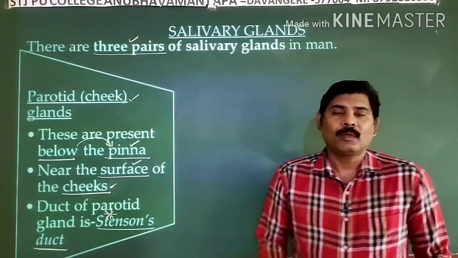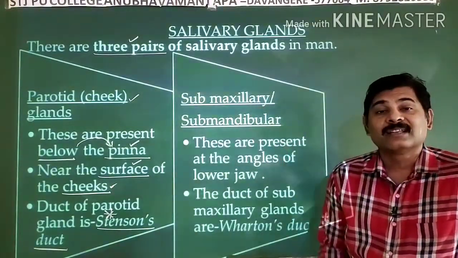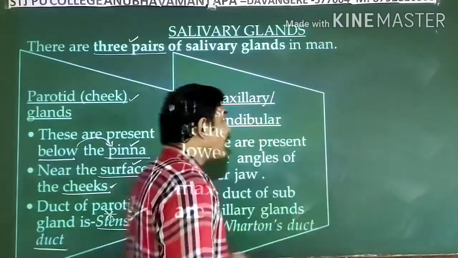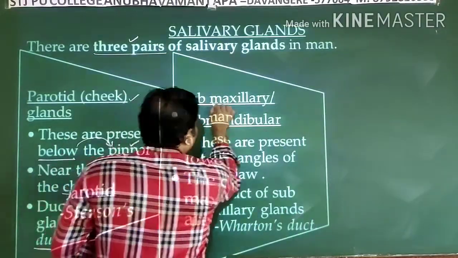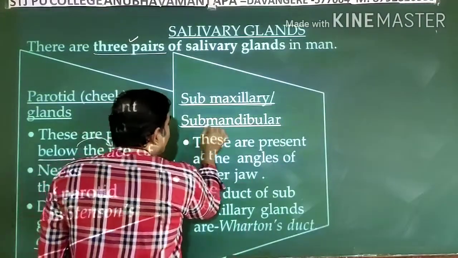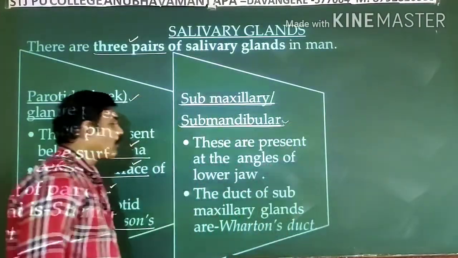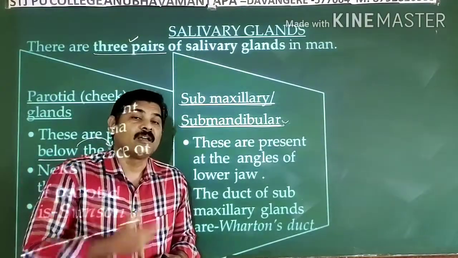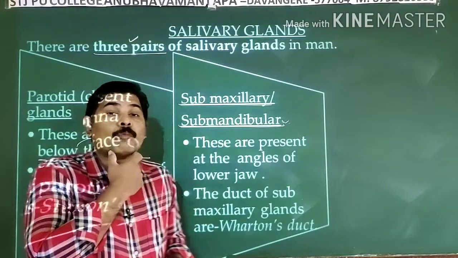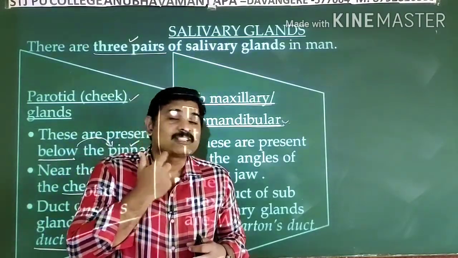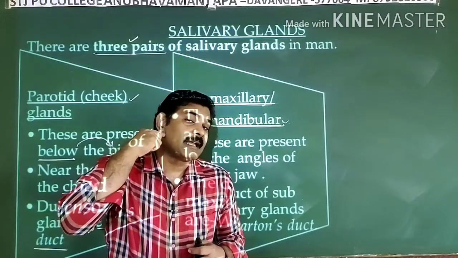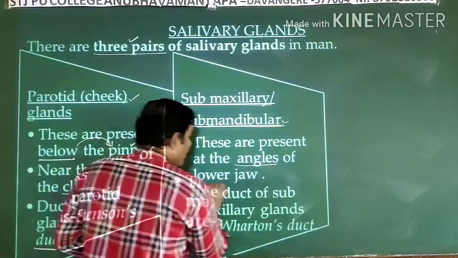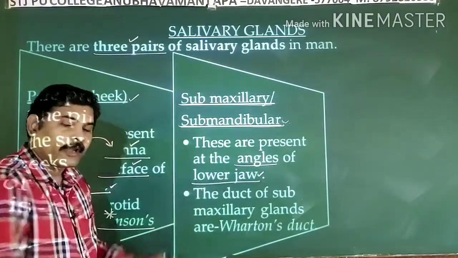Whereas the second type of gland includes the submaxillary or submandibular glands. These are present at the angle of your lower jaw. You know, the lower jaw is the one and only movable bone in your head. It joins with your upper jaw at an angle, and at this angle of the lower jaw these glands are located.